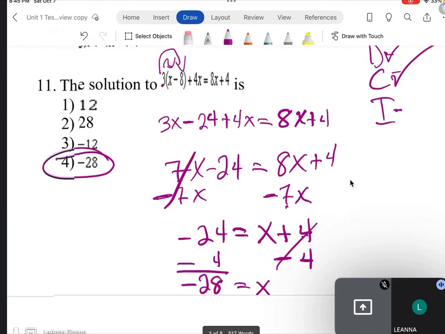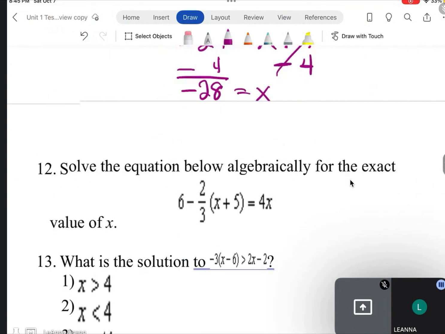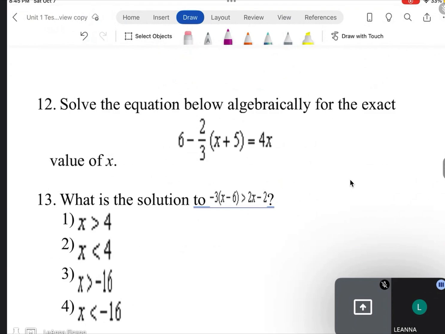Okay, let's move on to number 12. Okay, solve the equation below algebraically. Ooh, this looks like so much fun. And a lot of you might know how to do this in the calculator. I'm going to do it by hand, but if you know how to do it in the calculator, that is great. So the first thing I'm going to do is write DCI. So I know I'm going to distribute first.